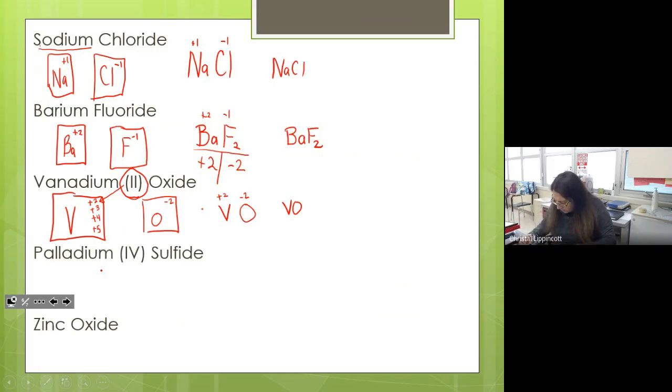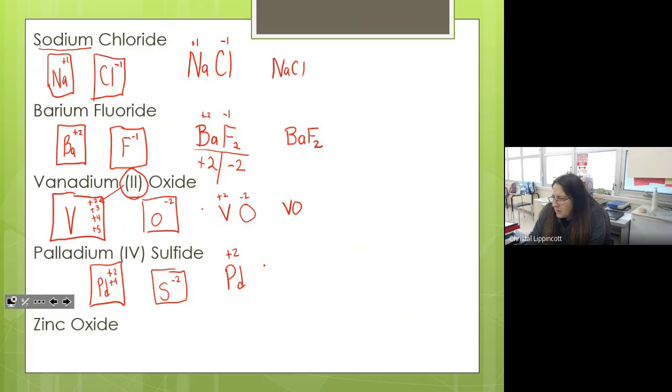We got palladium here, and I got to look that one up. That's Pd. Okay? So when I look up palladium, Pd here, that is number 46. He is a +2 and a +4. Which one of these am I going to pick? That's right. Very good. So write down your Pd, write your +4 above him, and then we're going to find our sulfur. Our sulfur is a -2.